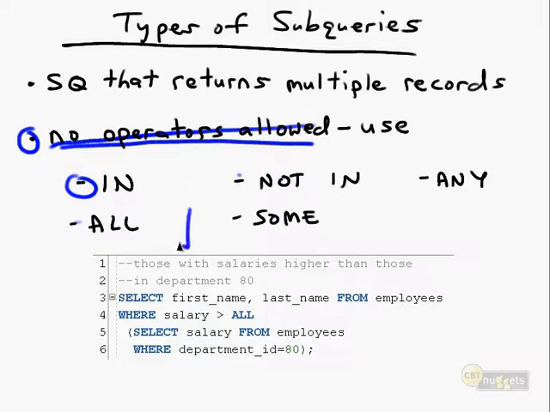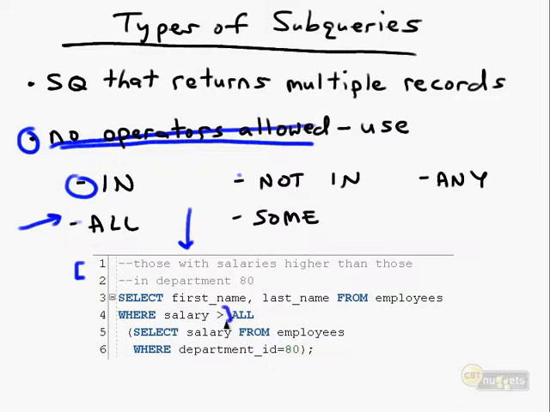Now, let's have a look at an example here. Let's formulate a query using our employees table in the HR schema to look at all employees whose salary is higher than those in Department 80. That is the question that we want to answer here. So we can select first name and last name from employees where salary is greater than. See, so we are using comparison operators in conjunction with one or more of these logical keywords.